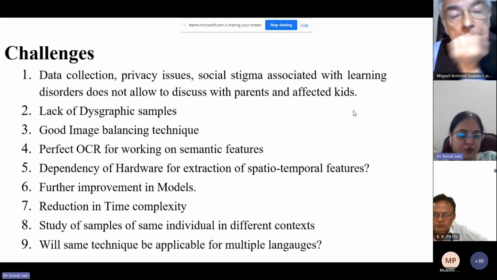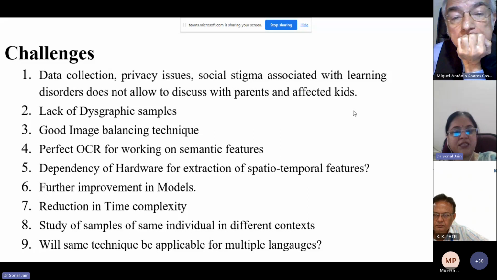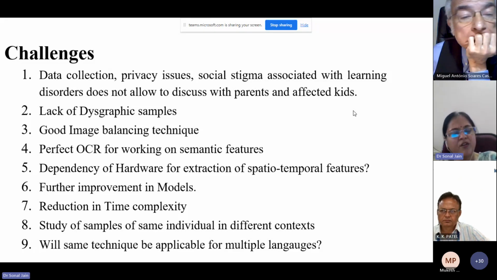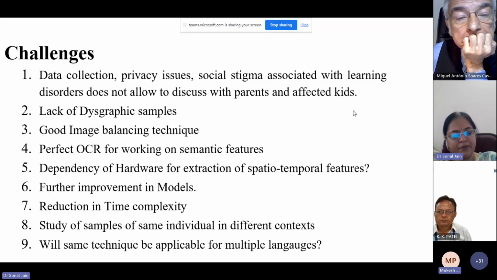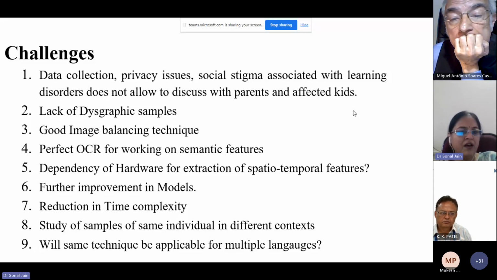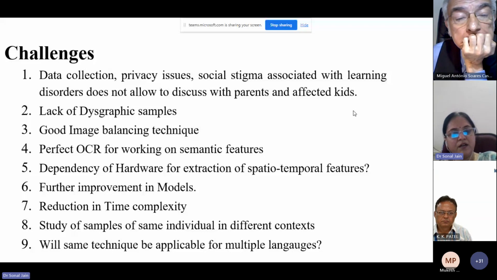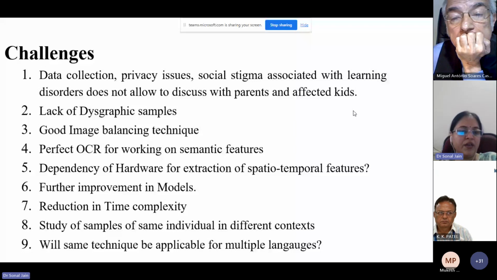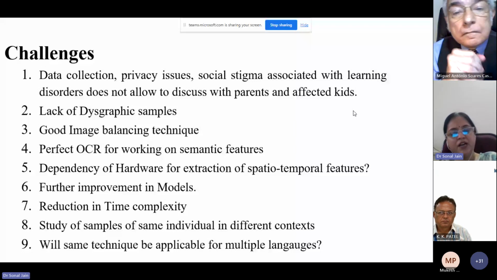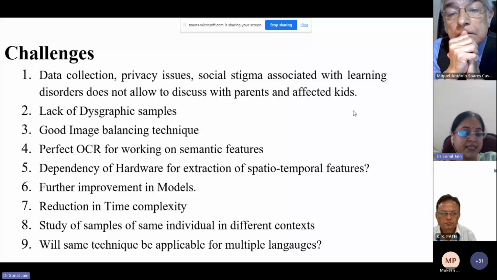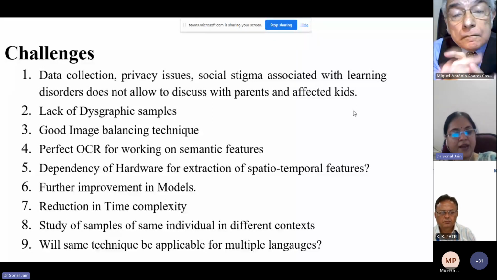Dependency on hardware we would like to avoid. As I said, we have utilized spatiotemporal features as well, but in a real life scenario, it is not possible to take handwriting samples on these kinds of tablets. Further improvement in models is of course expected. Reduction in time complexity: we have already integrated these models in mobile, but even after uploading to a cloud, it takes a little bit of time. So there is scope for reduction in time complexity, specifically when doing ensembling, which takes quite a large time.